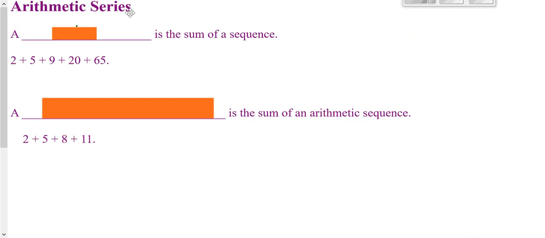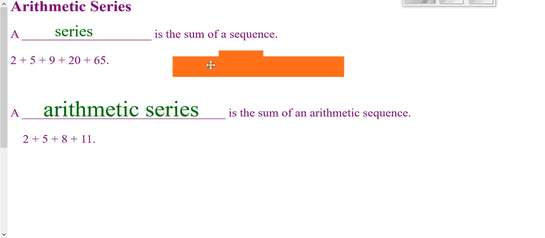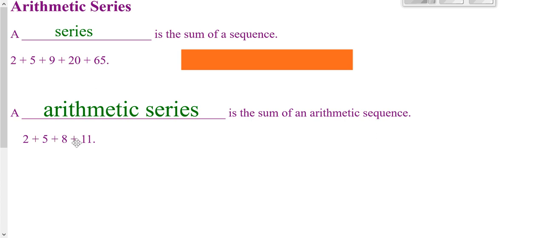Now we'll look at what is a series. Well, basically a series is where you take a sequence. A sequence, you're listing these with commas. A series, you're adding these together. So if it's arithmetic, going up or down by the same number each time, and you're adding, it's then an arithmetic series.